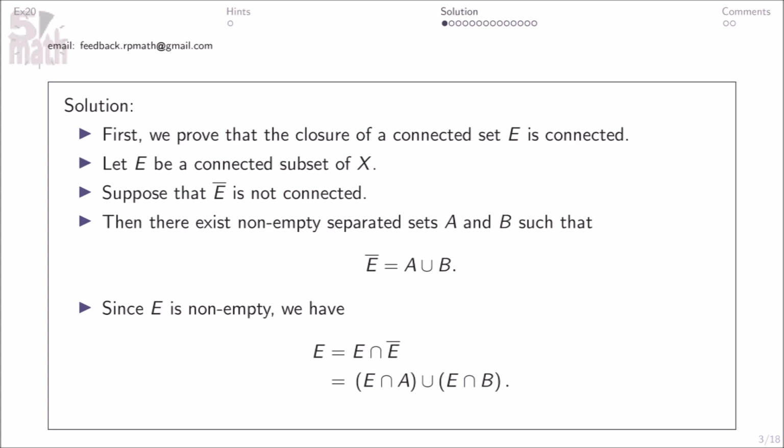Solution. First, we prove that the closure of a connected set E is connected. Let E be a connected subset of X. Suppose that E bar is not connected. Then there exist non-empty separated sets A and B such that E bar equals this. Since E is non-empty, we have E equaling this.